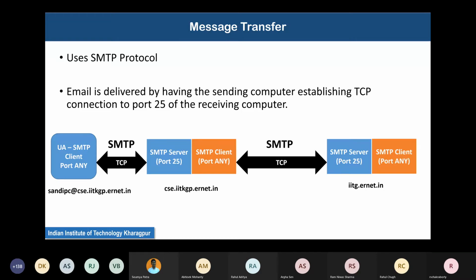And finally from this iitg.ernet.in server, these emails can be pulled by the local user agent to receive the email. So essentially, email is delivered by having the sending computer establish a TCP connection to port 25 of the receiving computer. Receiving computer in this sense means the receiving server actually.